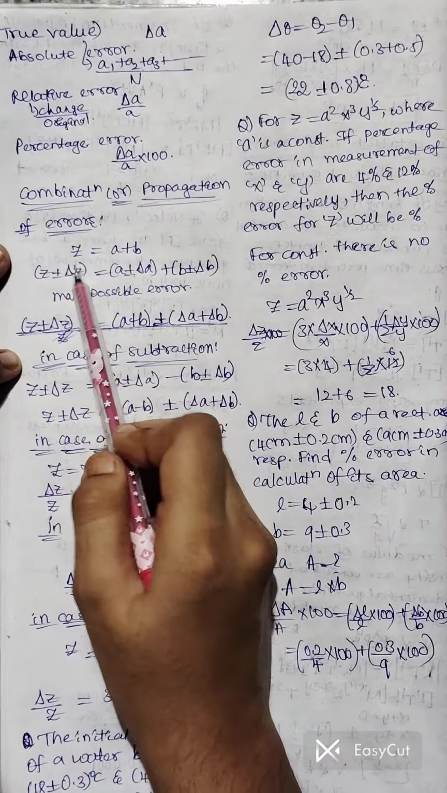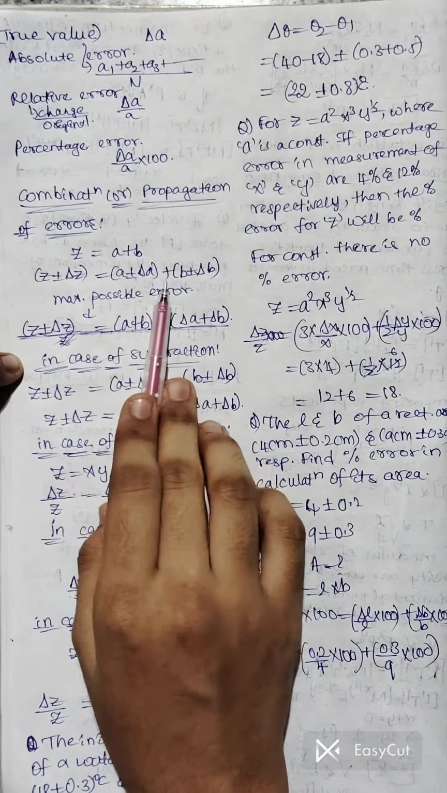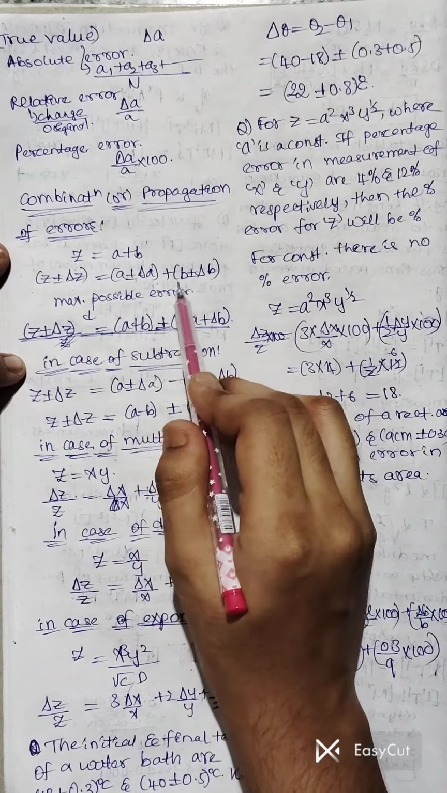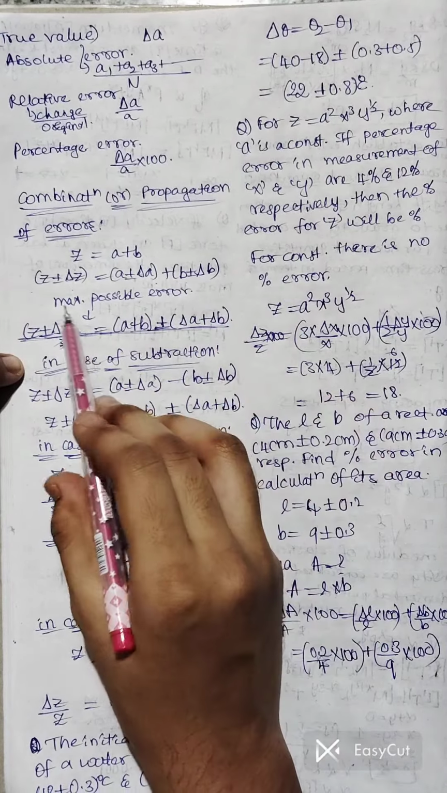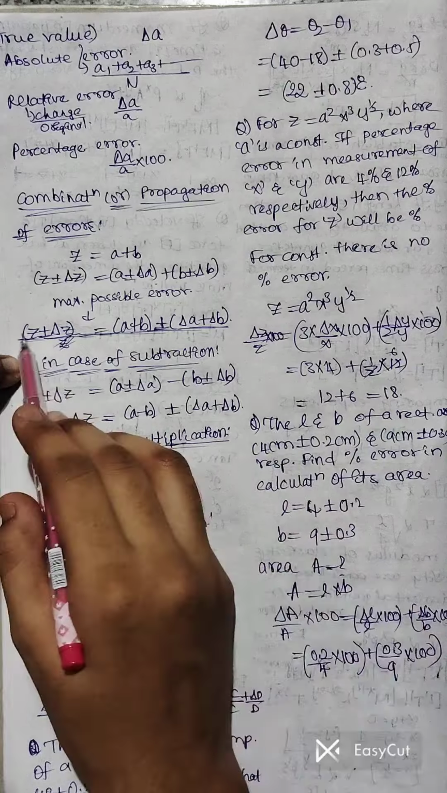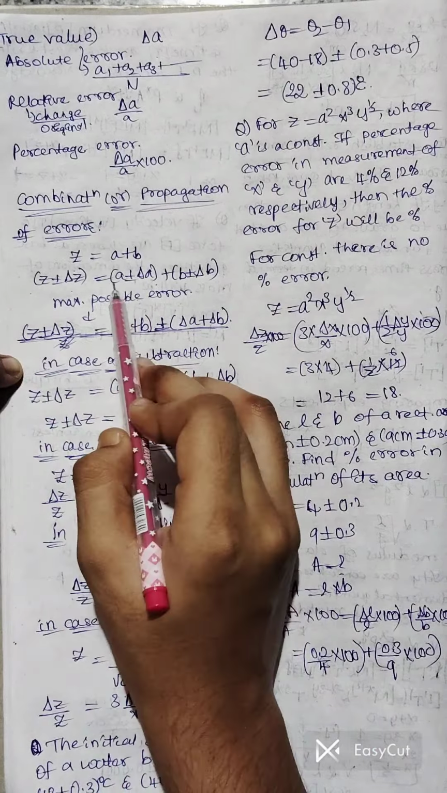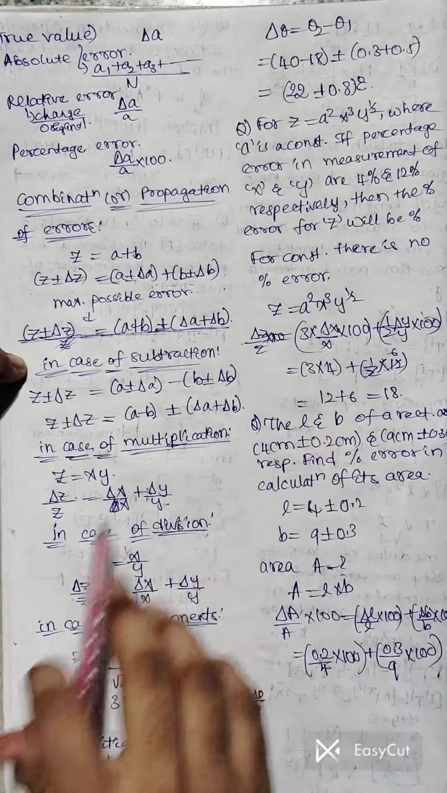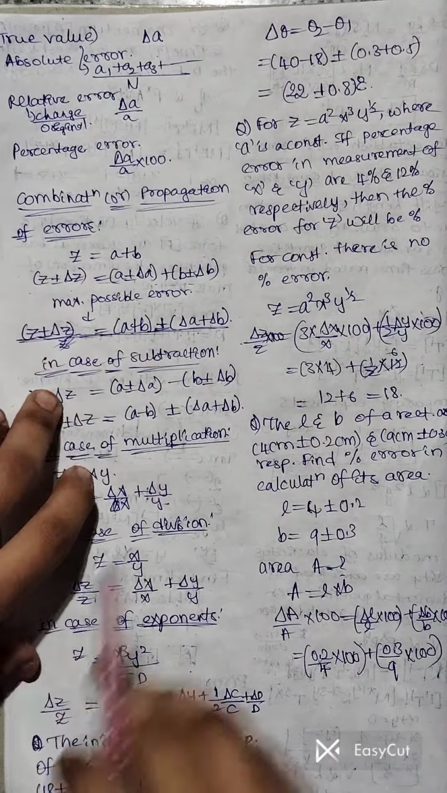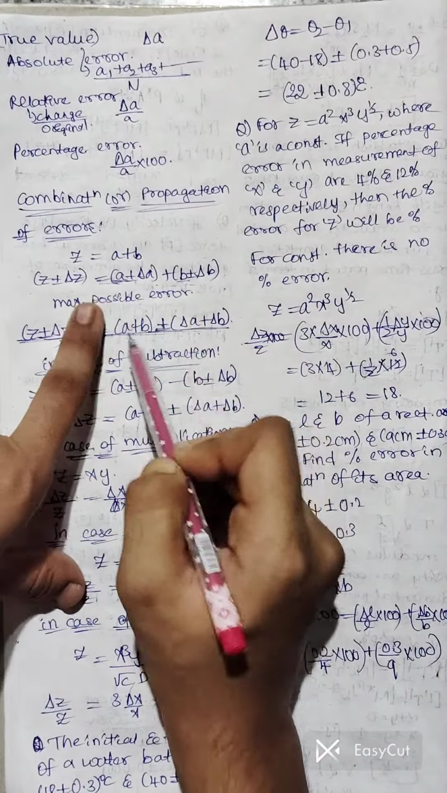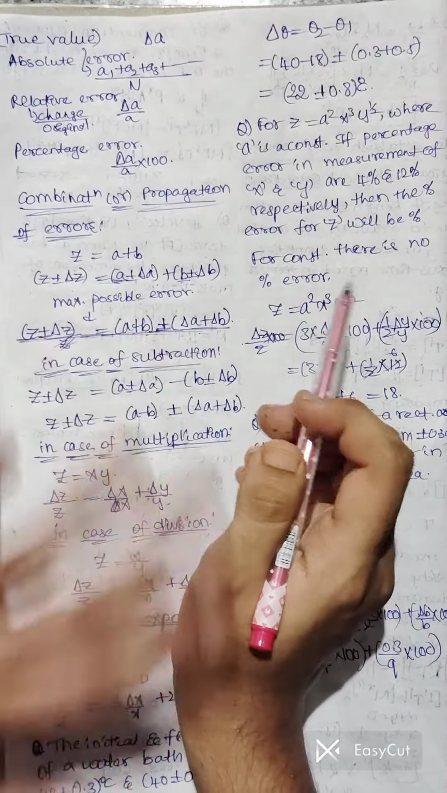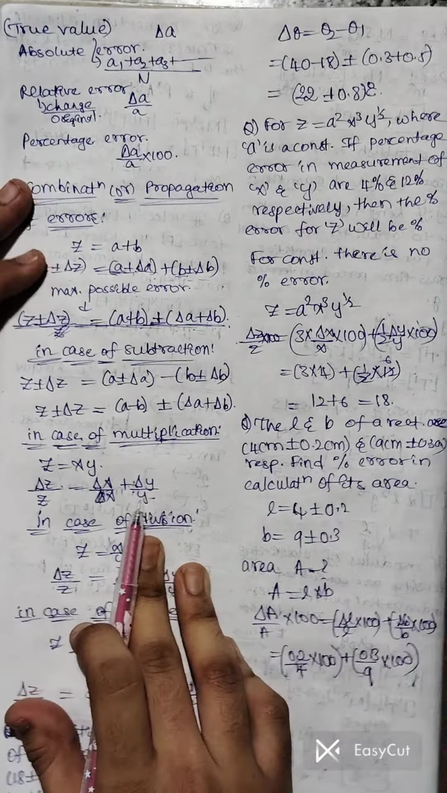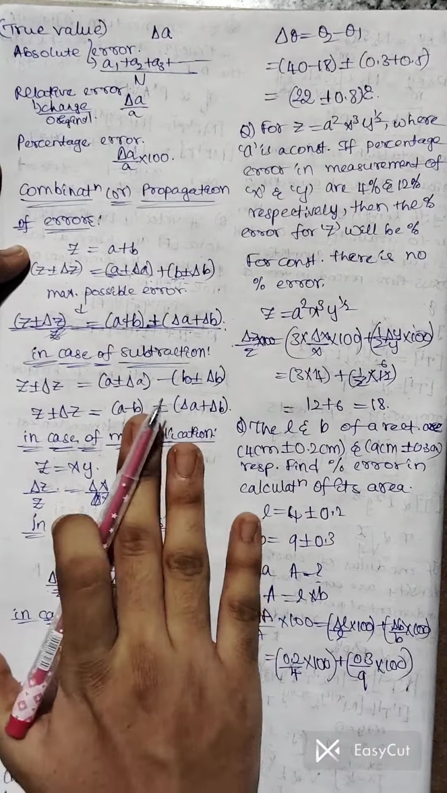Now Z is equal to A plus B. Z plus or minus delta Z is equal to (A plus or minus delta A) plus (B plus or minus delta B). Now the maximum possible error can be, that is Z plus or minus delta Z, equal to A plus B plus or minus (delta A plus delta B). This is in case of addition. You simply add the exact values A plus B, and then add delta A and delta B. While making questions, you will get clarity regarding this.